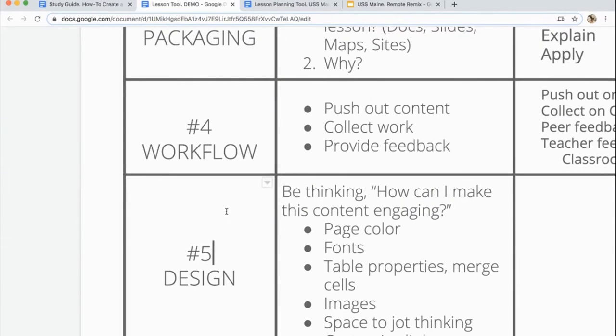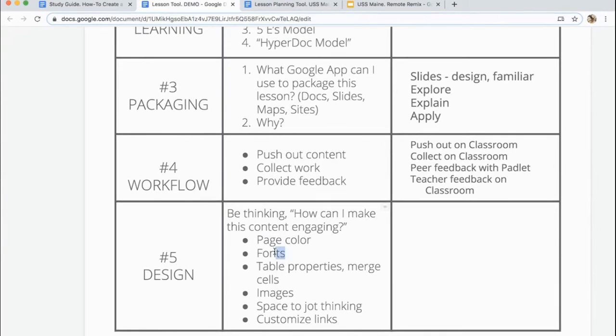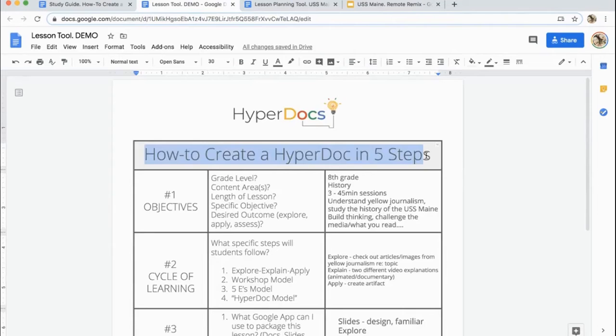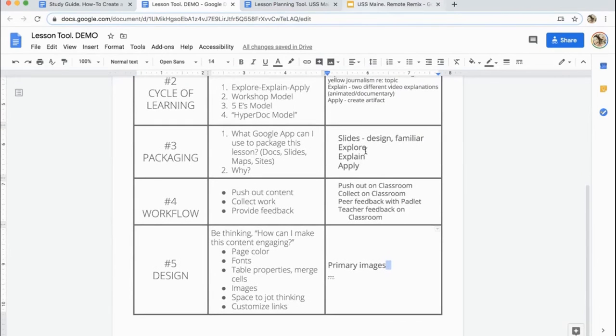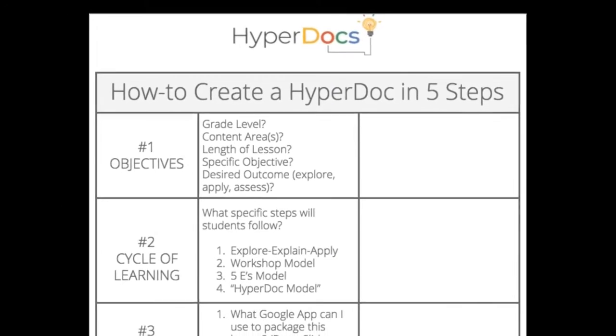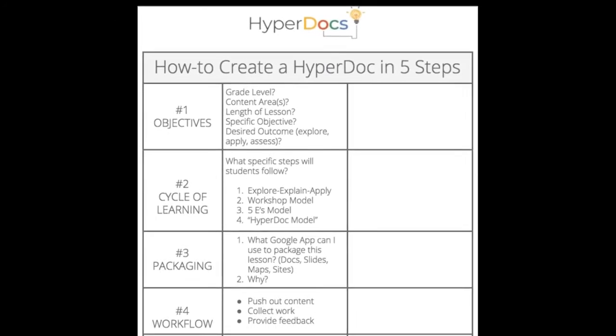Next, step 5, what design choices will you be making? What kind of page color, fonts, images? In this case, I really want to be sure I use primary image, and then we'll kind of go from there. Hope this helps you give a quick overview of how to fill out our lesson planning tool.